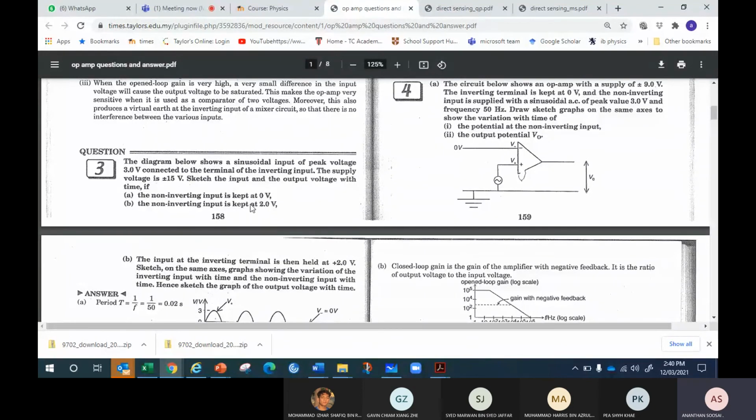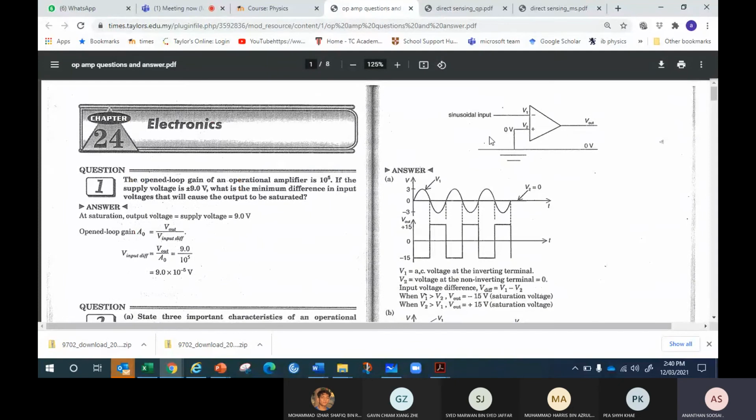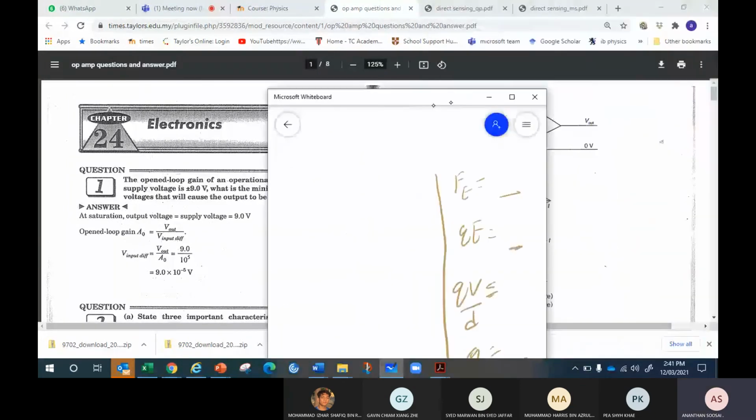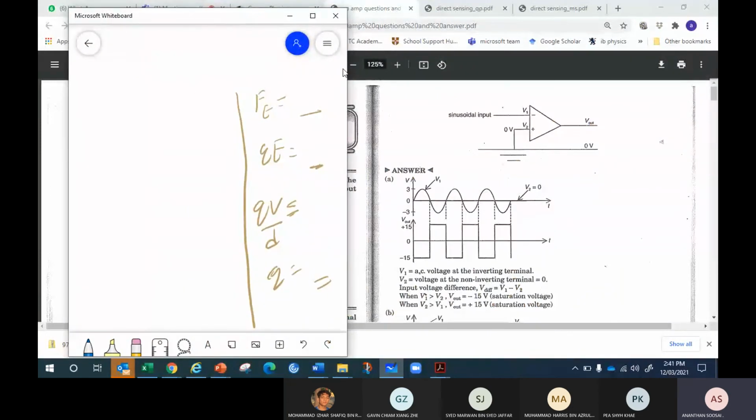So this is what they are saying. This is the circuit they used. The input was at negative, the inverting input. The input signal was sinusoidal. The positive was earthed, 0. If the positive is earthed, then the output is going to be exactly like the input but inverted, a 180 degree phase difference, right? So what happened? Okay. Hold on.